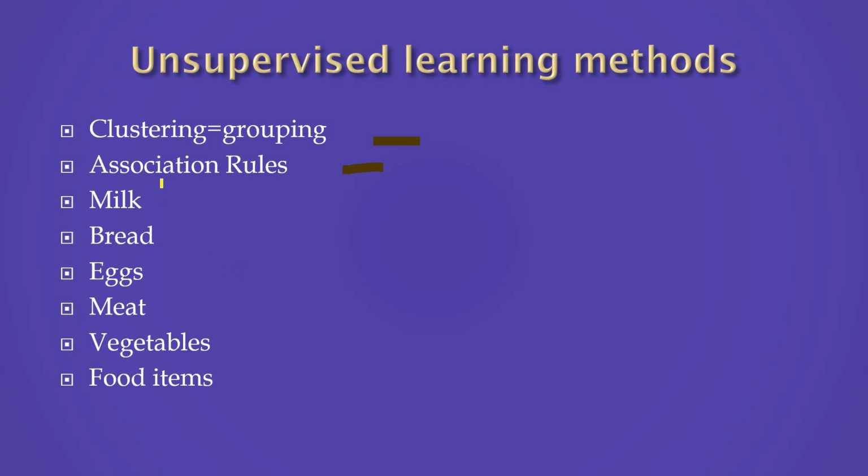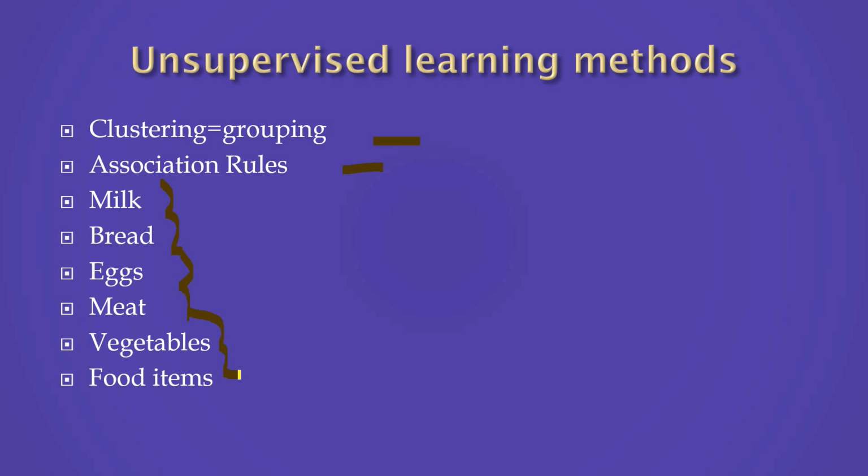For example, a person is going to purchase milk and bread. Is there any chance of purchasing meat also? Or is there any chance of purchasing vegetables and other food items also? Like that, you can make some kind of associativity, how one item is associated with another item. Like that, you can make some kind of association rules.